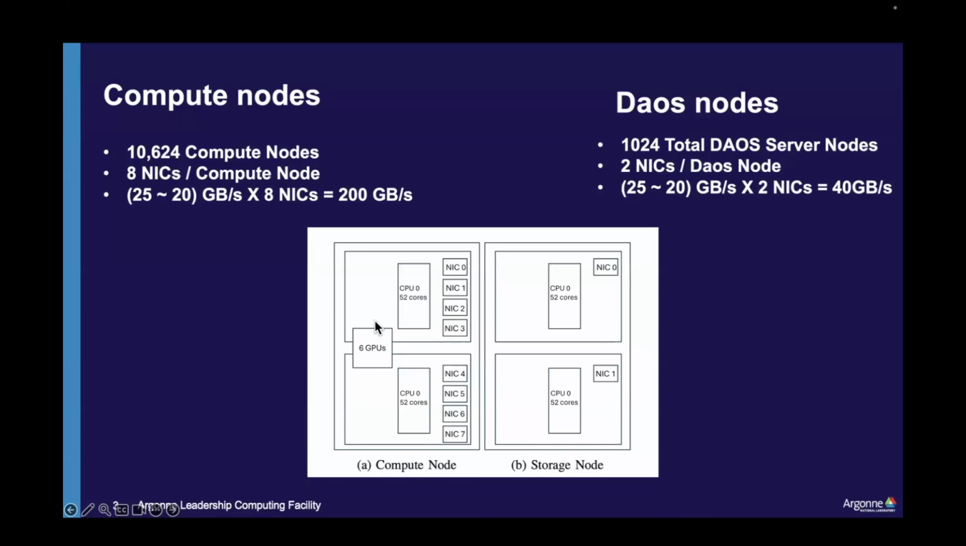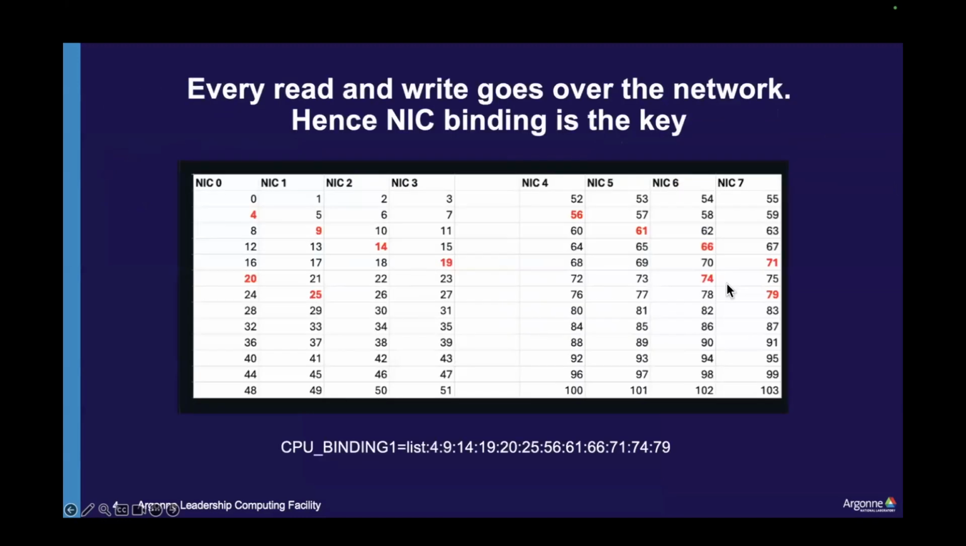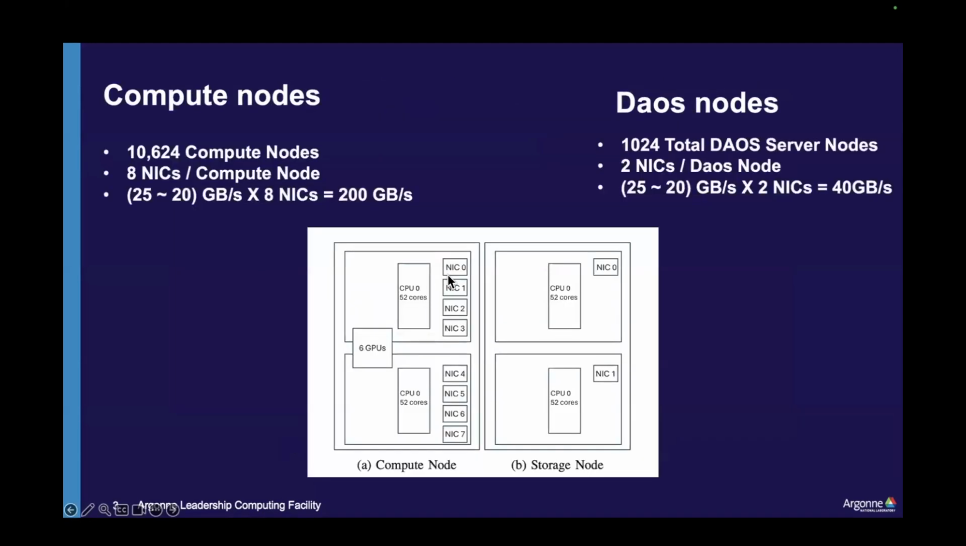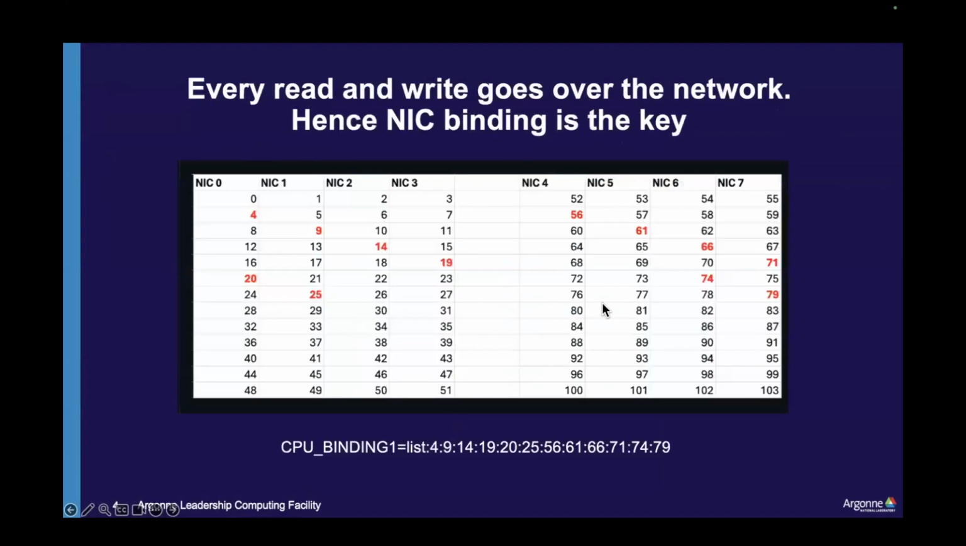So your process needs to read and write from here and go back here. There are 1024 DAOS nodes, 2 NICs per node, and 40 gigabytes per second. What this means is that binding your ranks is very, very important for DAOS. We have 104 cores, and if you want to use all the 8 NICs that I mentioned here, you need to bind the cores accordingly. This is just a recommendation, not a hard and fast rule.